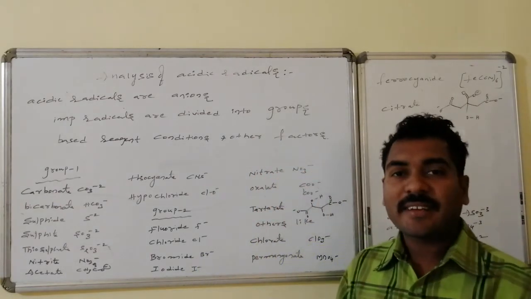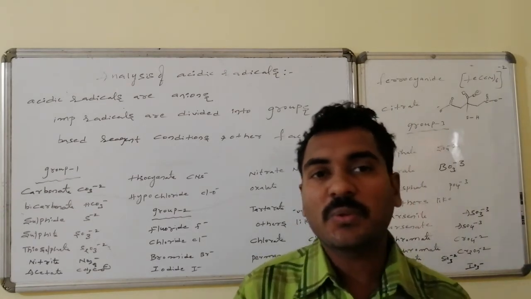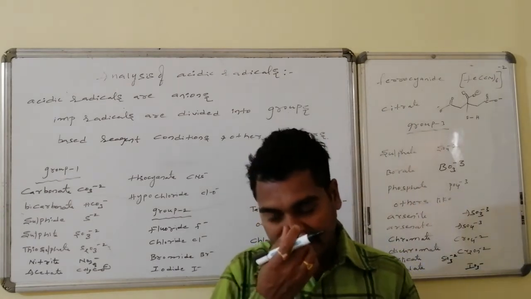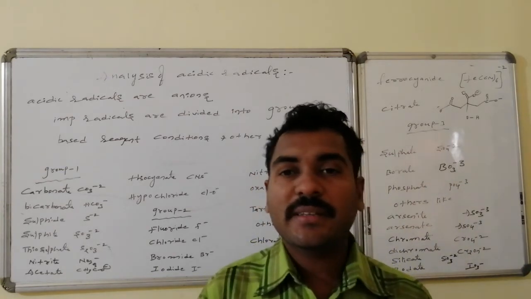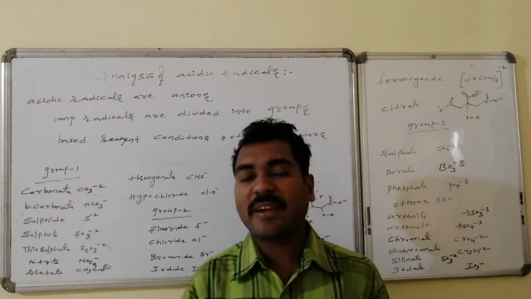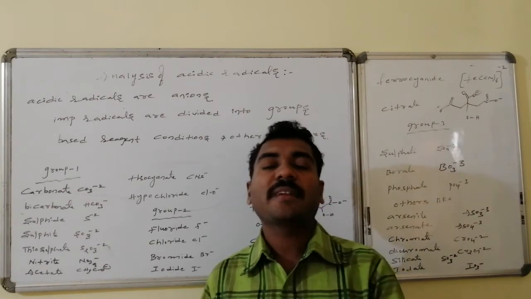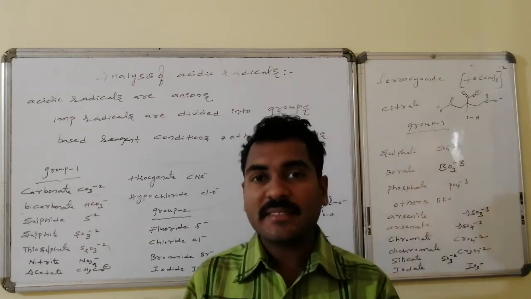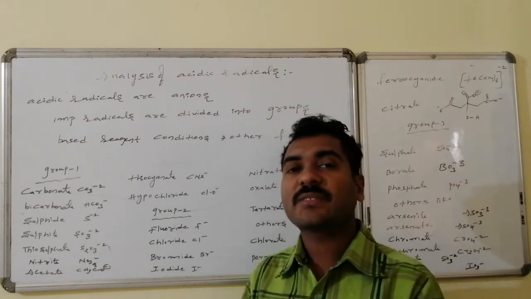The important acidic radicals are listed in the form of groups like group 1, group 2 as well as group 3. The importance is on behalf of the reagent used, followed by the vigorous conditions of the reagent, followed by other factors. Like this, reagents, conditions as well as other factors decide the group. The groups are group 1, group 2 as well as group 3.